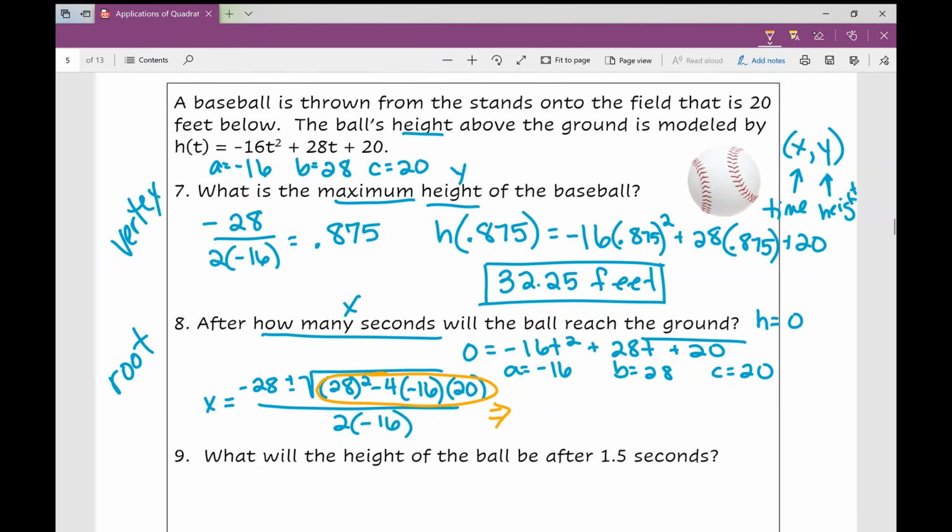You should get negative 28 plus or minus the square root of 2064, divided by negative 32. So you can enter it in as negative 28 plus the square root of 2064. That's what I usually do, and then I press enter. Then I divide by negative 32. Or negative 28 minus the square root of 2064, enter, divided by negative 32. And you end up getting two different values. The one that you should use is 2.29 seconds.